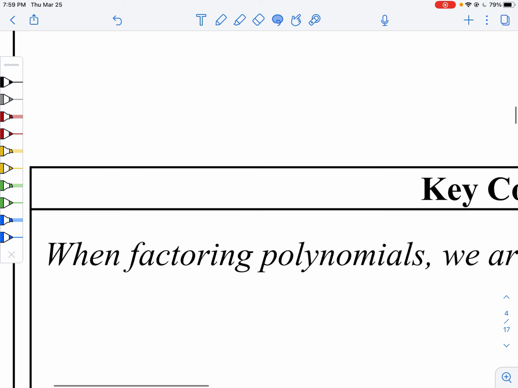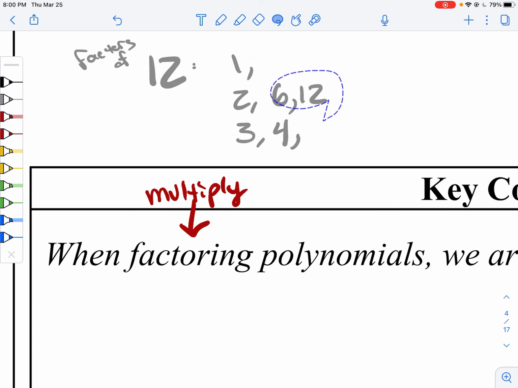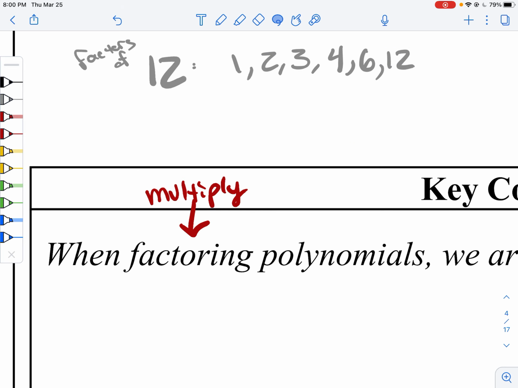So you'll remember that a factor is what numbers multiply to get a certain number. So factors of 12 are numbers that evenly go into 12, like 1 and 12, and 2 and 6, and 3 and 4. So if we were to list out all the factors of 12, they would be 1, 2, 3, 4, 6, and 12. So that's all the factors.